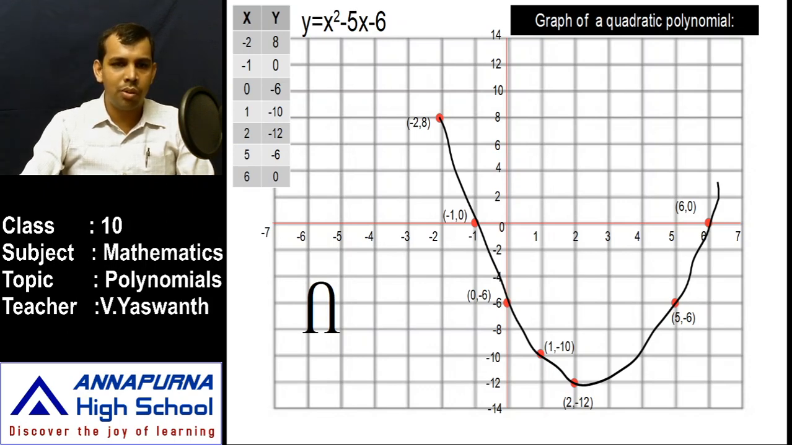Simply, what is the general form of a quadratic polynomial? ax square plus bx plus c. If a is greater than 0, the parabola opens upwards. If a is less than 0, the parabola opens downwards. It is very simple. And observe this graph. Here the x square coefficient is positive, so that's why this parabola opens upwards, and this parabola intersects the x-axis at two distinct points, minus 1 comma 0 and 6 comma 0. What are the x coordinates of these two points? Minus 1 and 6. So they are the zeros of this quadratic polynomial.